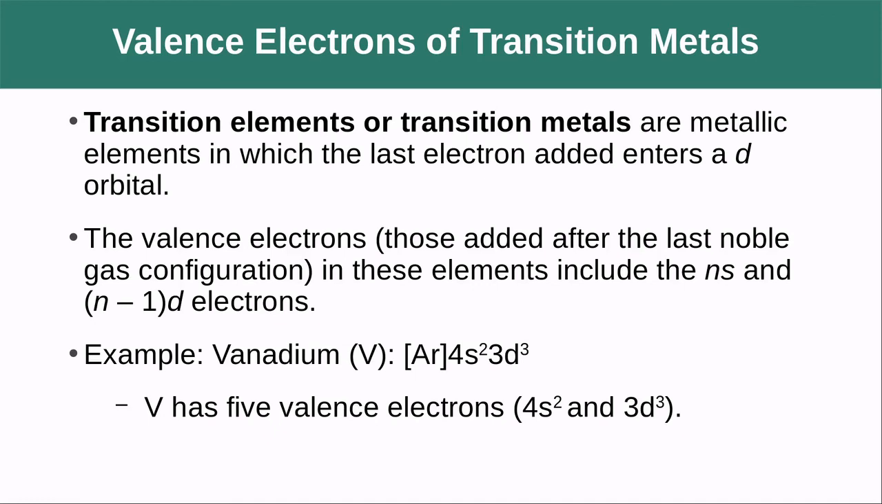Transition elements or transition metals are metallic elements in which the last electron added enters a d orbital. The valence electrons, those added after the last noble gas configuration in these elements, include the ns and n-1 d electrons. So here you can see that when we don't have those p orbitals, okay, we consider the 4s and the 3d3 for those transition metals as valence electrons.